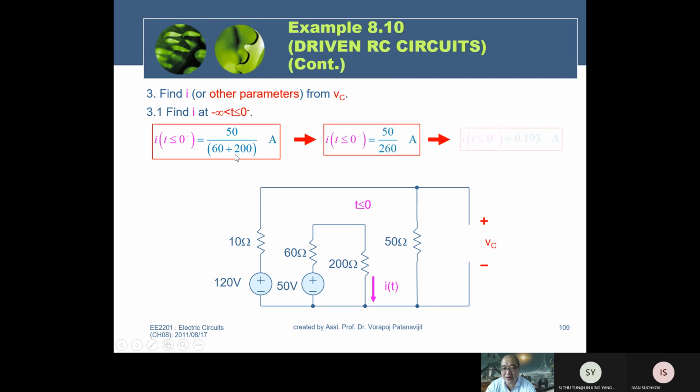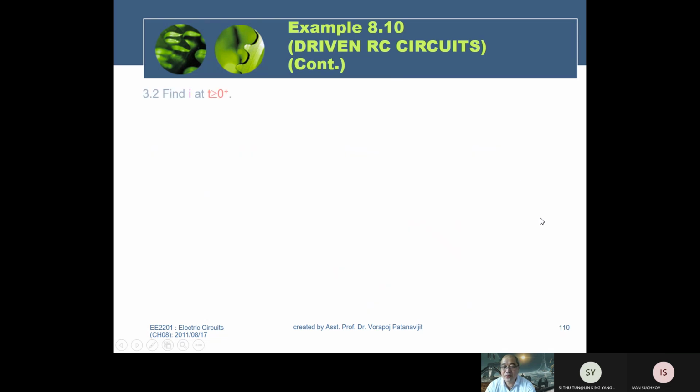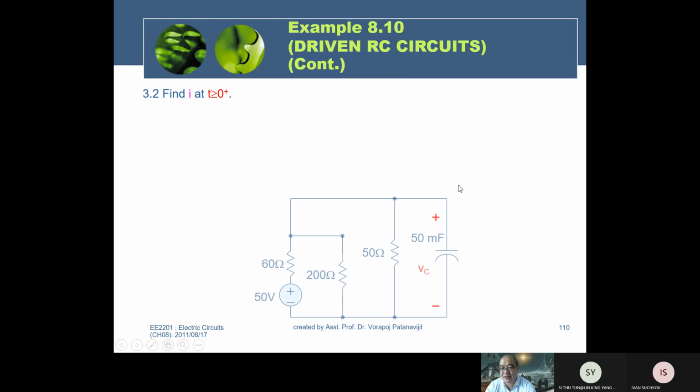50 divided by 60 plus 200, or 50 divided by 260, gives you 0.19 amp. Now, you compute another time value. For time greater than 0, the switch is already placed at that position. Therefore, the value of them is here. Now, in this case, you kill this source first.